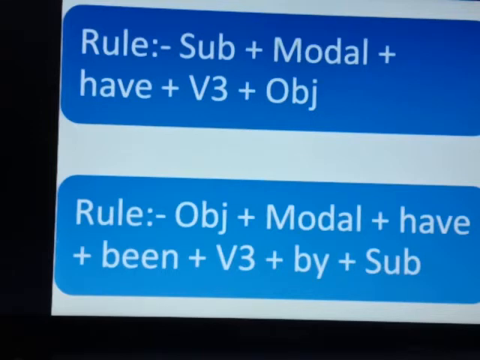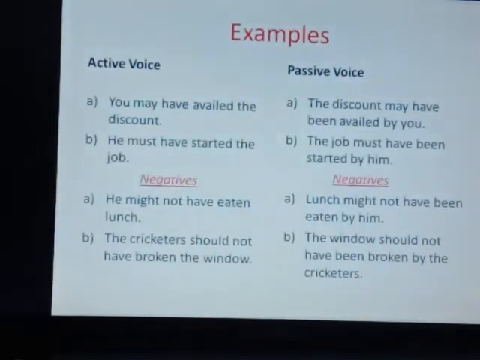Let's see some examples. First example is: you may have availed the discount. So you is the subject, may have is the auxiliary verb, availed is the verb's third form, and the discount is the object. So passive voice: the discount may have been availed by you. He must have started the job. The job must have been started by him.